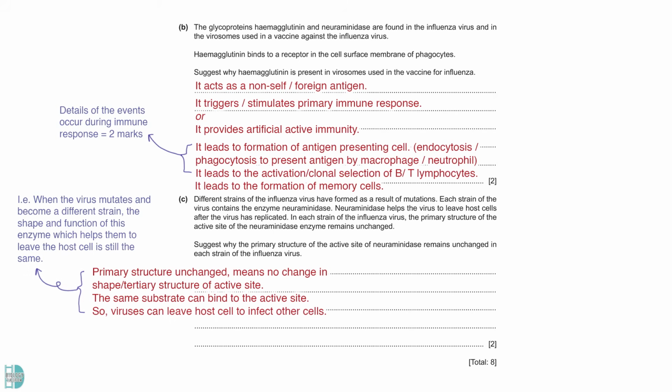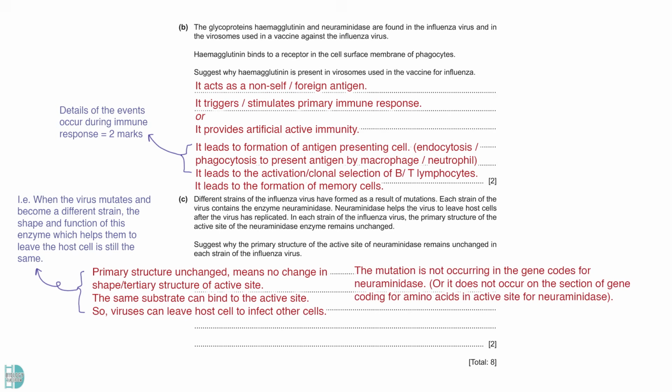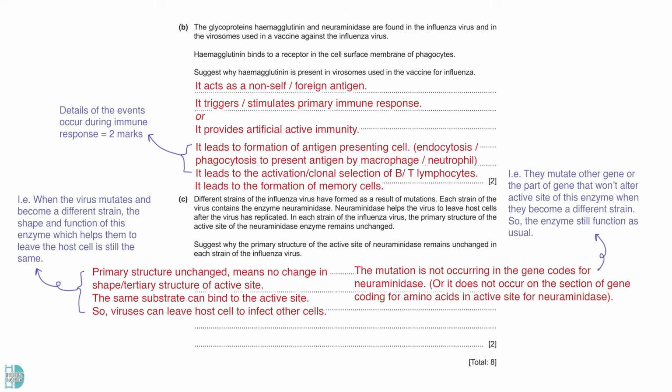This ensures that even when the virus mutates, it can still use this enzyme to leave the host cell and infect other cells. The second way to answer this question is to use the genetic basis of protein synthesis. When the virus mutates, as long as the mutation is not occurring in the gene that codes for neuraminidase, or it doesn't affect the amino acid sequence making up the active site, the enzyme can still function normally. The gene that codes for this enzyme is essential for survival. So the viruses are smart enough to know that, however they mutate, they cannot change the gene coding for this enzyme.